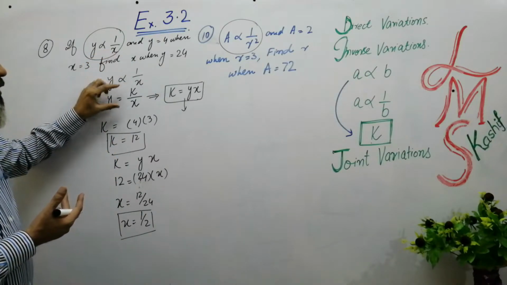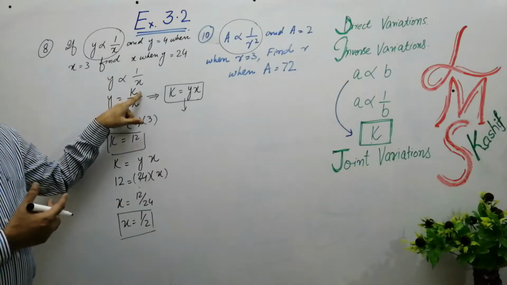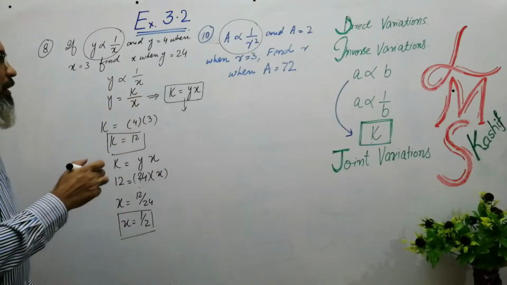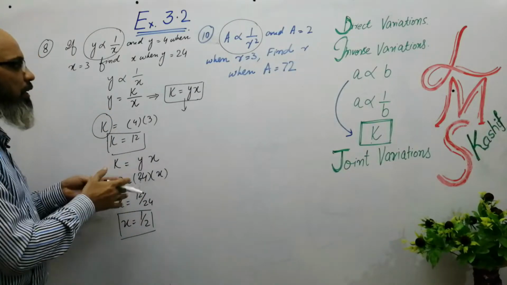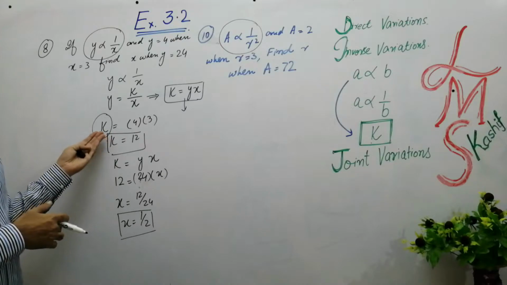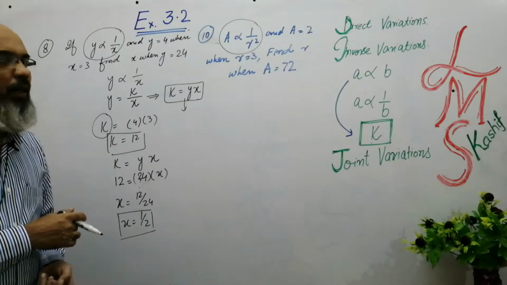Change the variation into an equation by multiplying with the proportionality constant. Then first we have to find the value of k in each question, and after getting the value of k, we will solve the question very easily.